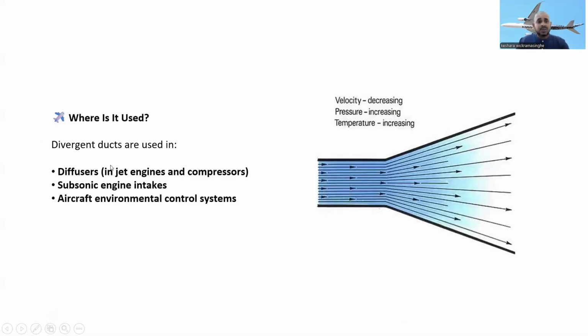Divergent ducts are used in diffusers, in jet engine compressors, subsonic engine intakes, and aircraft environmental control systems. You can see in the divergent ducts, velocity decreases, pressure increases, temperature increases.